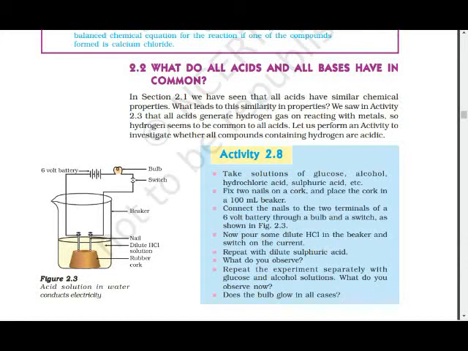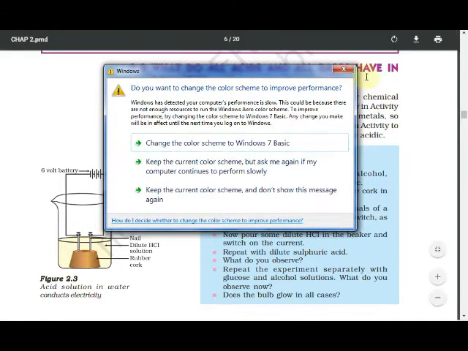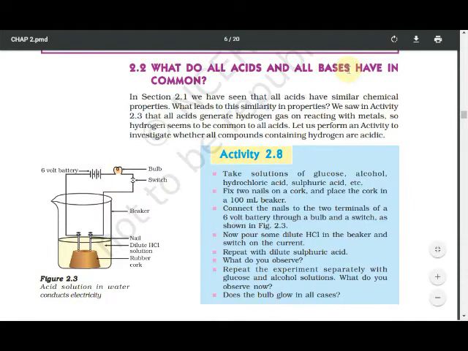We are going to see 2.2, what do all acids and all bases have in common. In section 2.1, we have seen that all acids have similar chemical properties, which leads to this similarity in properties. We saw in activity 2.3 that all acids generate hydrogen gas on reacting with the metals. We have seen that all acids generate hydrogen gas, yes or no? So, on reacting with the metals, acid and metal reaction, which gas is produced? Hydrogen gas. So, hydrogen seems to be common to all the acids.